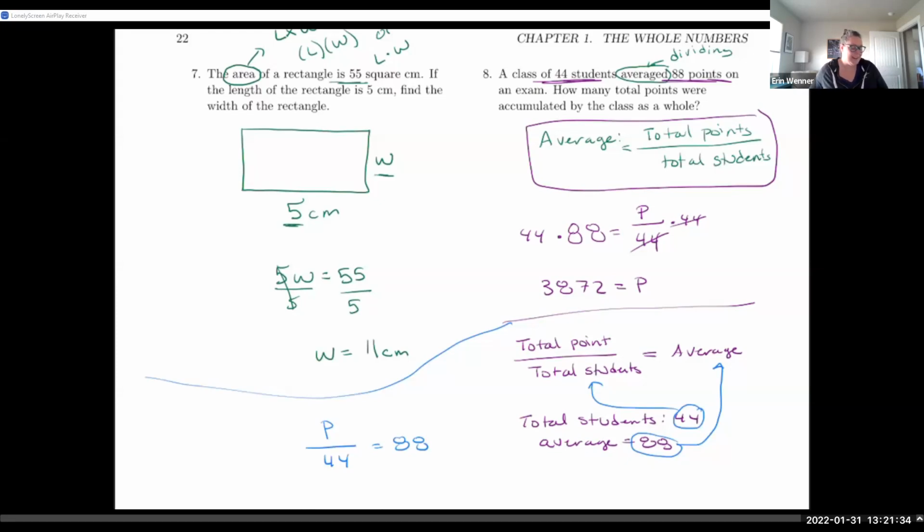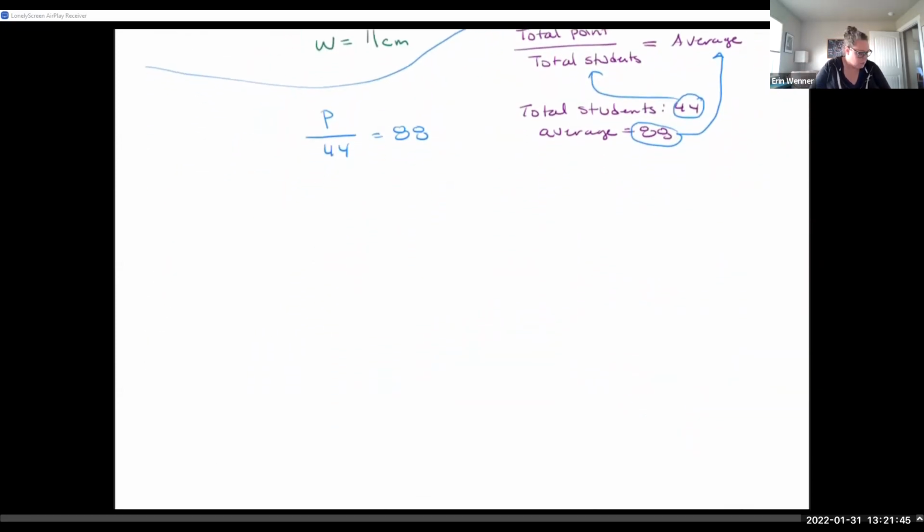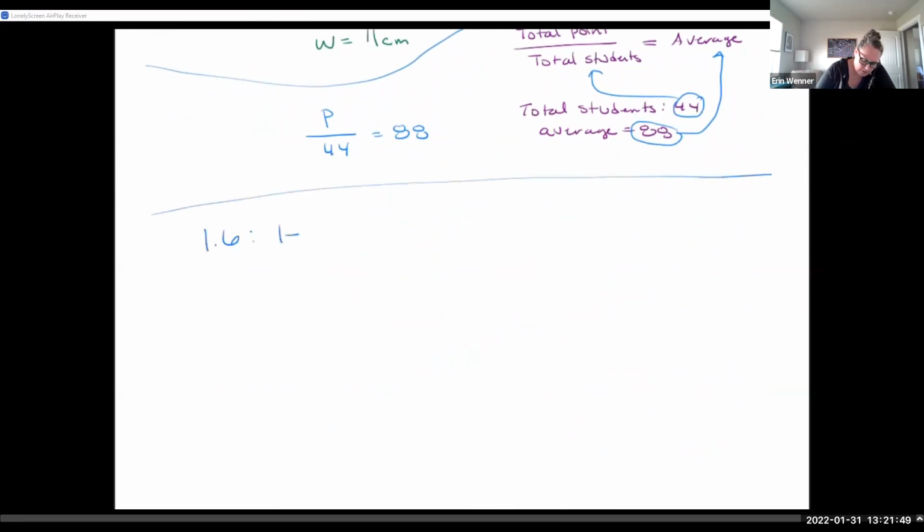Okay, so that is the end of chapter 1. Like I said, you're going to have homeworks 1.6 and 1.7 due later this week. The assignment for 1.6 is 1 through 61, every other odd. And 1.7 is 1 through 53, every other odd.